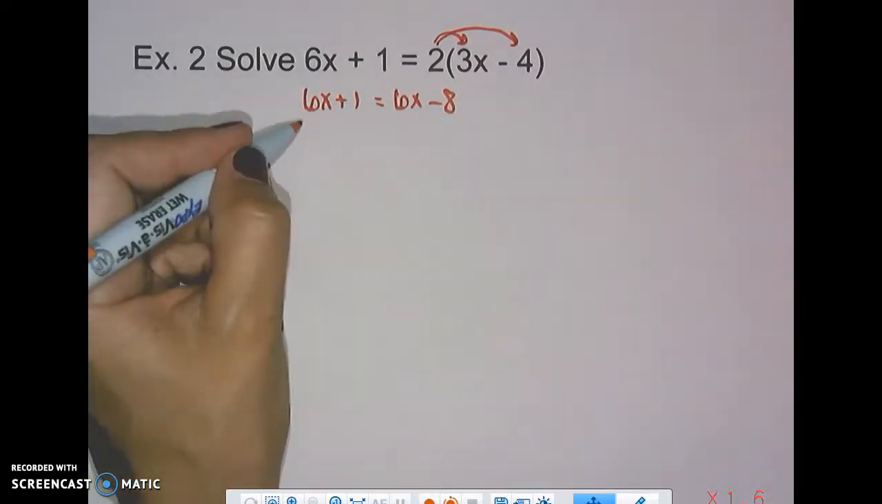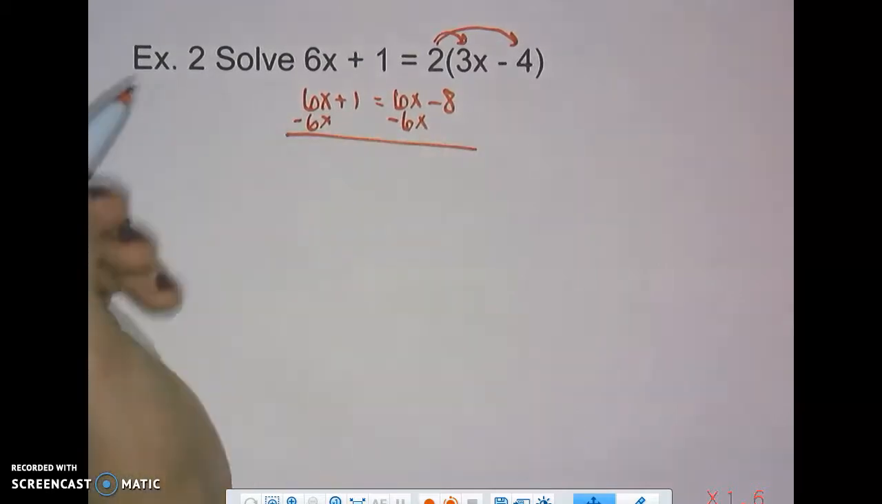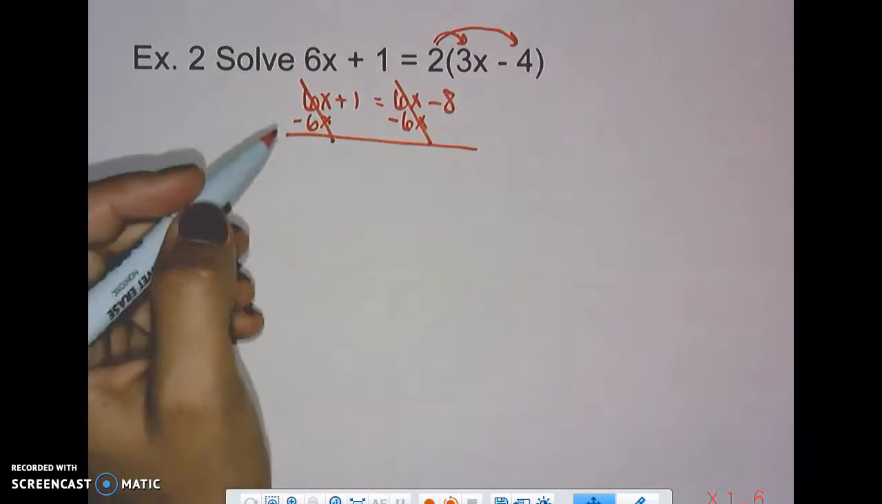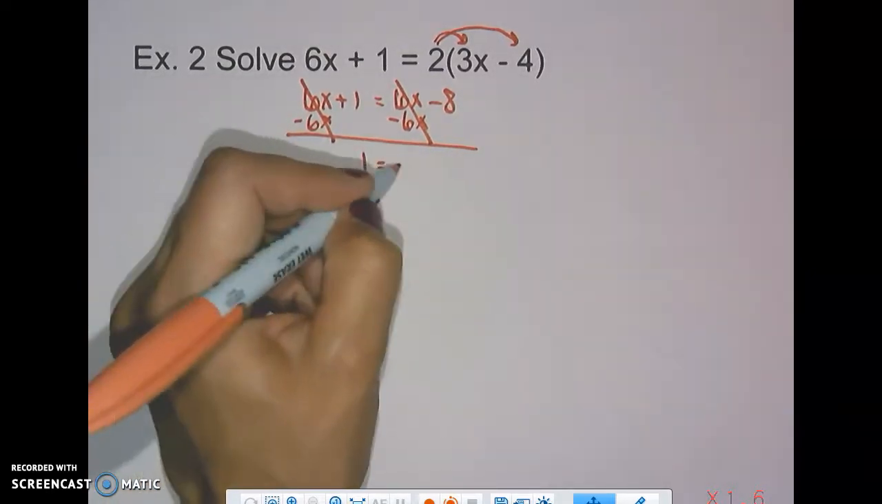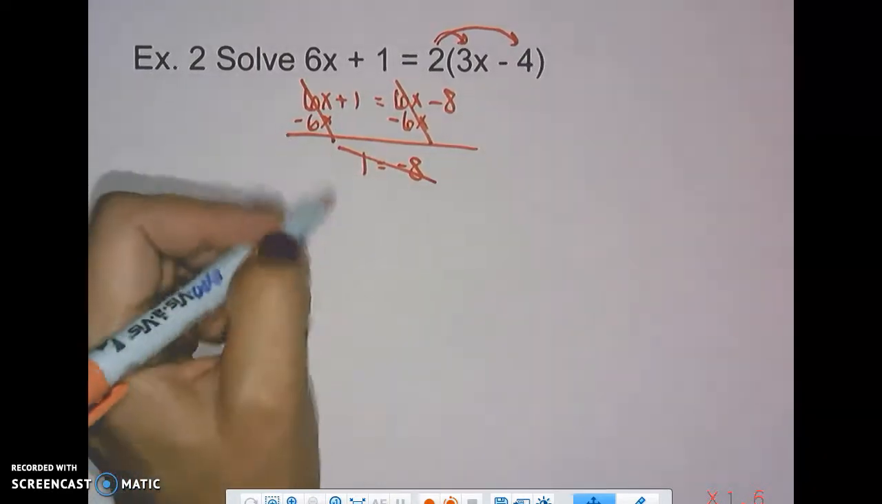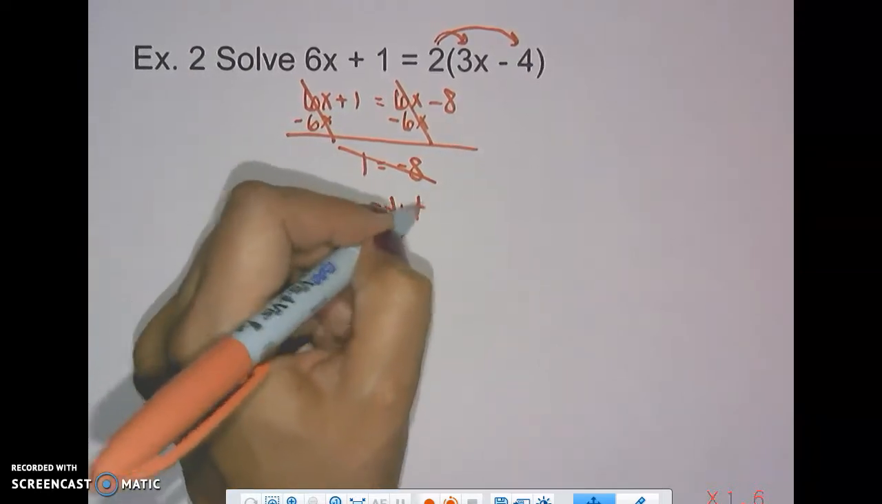Well, if we're solving here, we would subtract 6x's from both sides. In doing so, our 6x's eliminate on both sides, and we're left with 1 equals negative 8. Is that a true statement at all? Is 1 equal to negative 8? So the answer is no to that. So when we cross it off like that, we're going to say no solution.